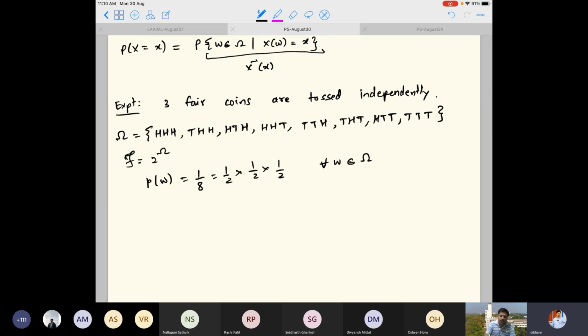I hope you understand. There are a lot of things that have happened here. We have several times looked into this. This multiplication happens because of independence of events, and because they are fair coins, the probability of heads and the probability of tails are both half. So that's why these probabilities are all 1 by 8. So now I define X. I define a random variable X to be the number of heads in 3 tosses.